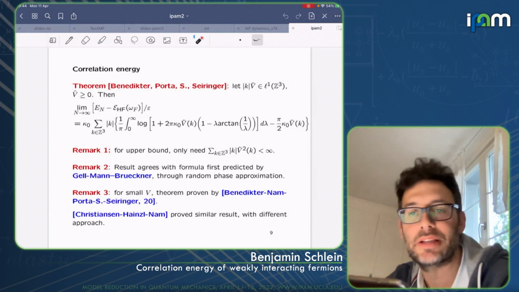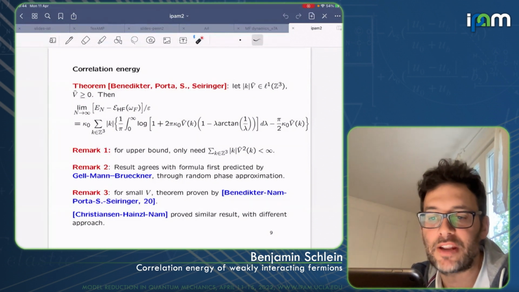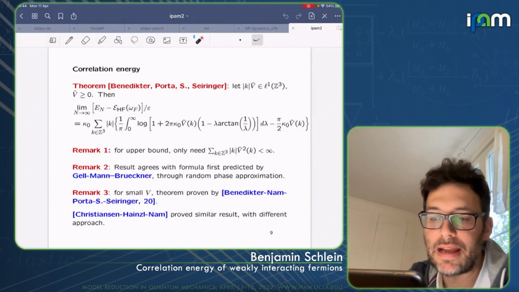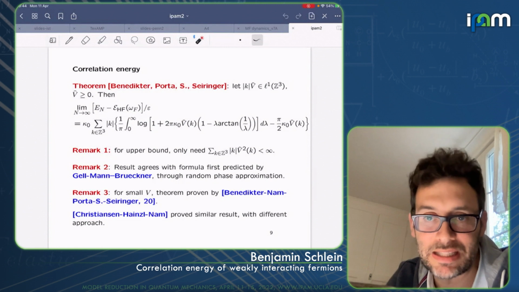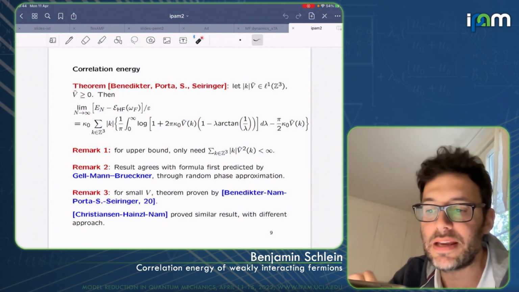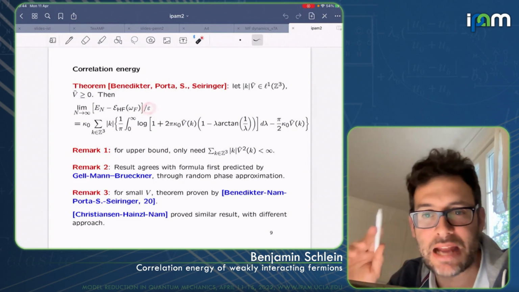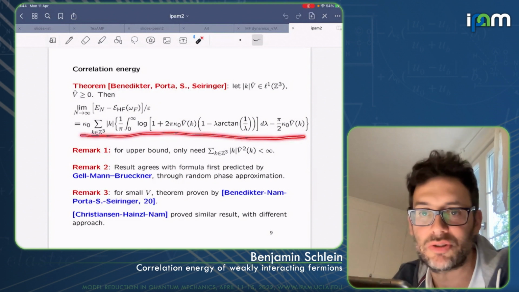We still assume the potential to be positive definite. In that case, we show that the difference between the true energy and this one here, which is the Hartree-Fock energy of the Fermi C, which is exactly the same as the Hartree-Fock energy because of what I said in the previous slide, is of the order epsilon. Epsilon is n to the minus 1/3, and the constant is given by this expression here.